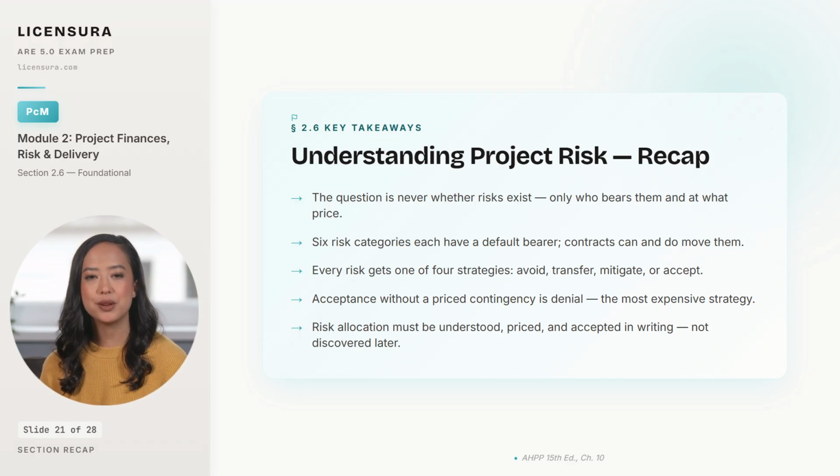And fifth, risk allocation is a contract decision. It belongs in the negotiation, in writing, with both sides understanding what they agreed to. Not in the conference room 3 years later when the lawyers are trying to figure out who is going to pay.